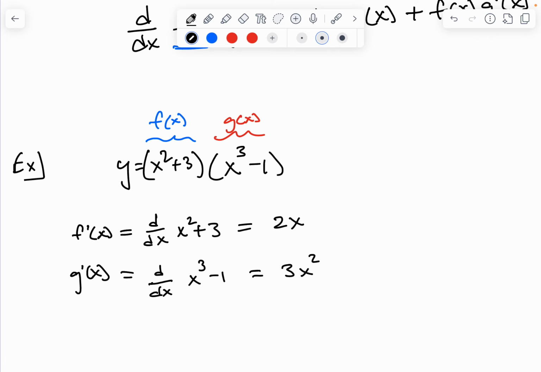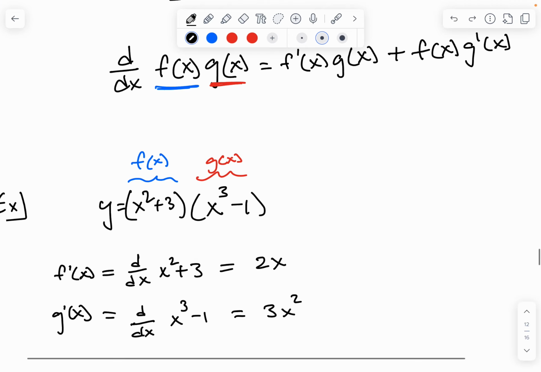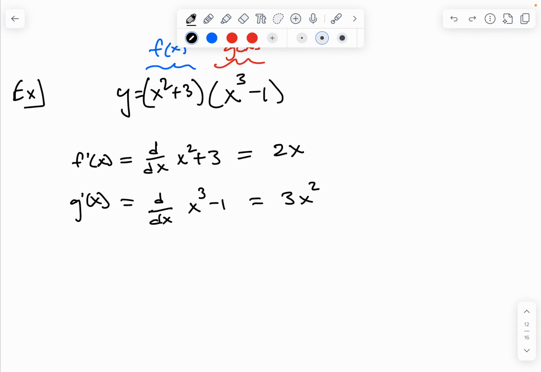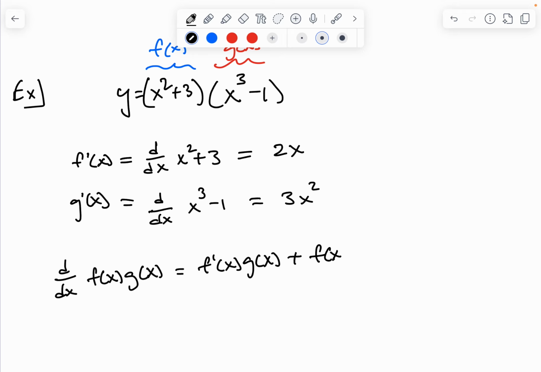So now that we have our f prime of x and g prime of x, let's put it into this equation right here. Just to rewrite the equation, I'm going to have d dx of f of x g of x is equal to f prime of x g of x plus f of x g prime of x. And it's always good to repeat it over and over again so that it gets locked into your brain. So let's plug in the terms.